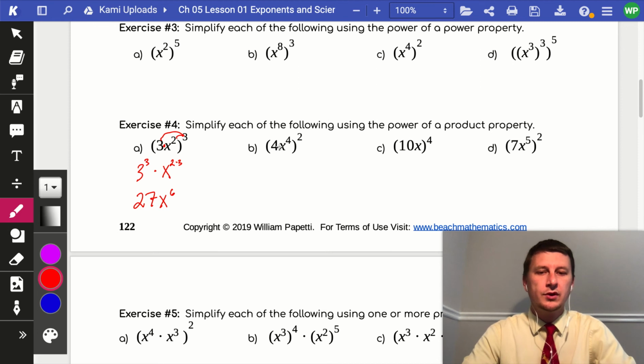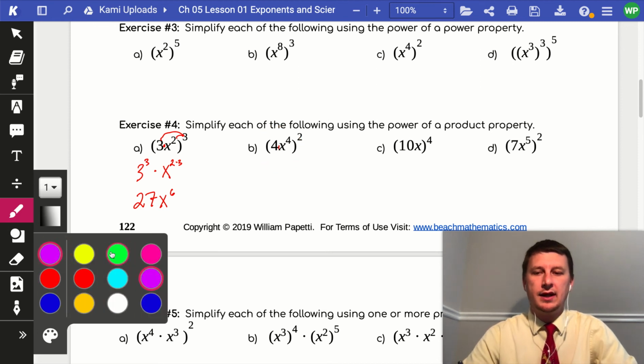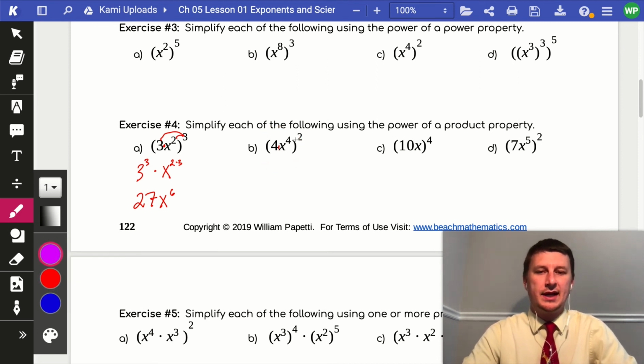Now, using that knowledge, we're going to go on to the next part where we have 4 times x to the fourth to the second power. And again, we're going to distribute that second power to each part of the product inside. So it's going to be 4 to the second times x to the fourth to the second. 4 to the second will give us 16, and x to the fourth to the second is a power of a power, so we do multiplication of our exponents, and we get x to the eighth. So this simplifies here to 16x to the eighth.